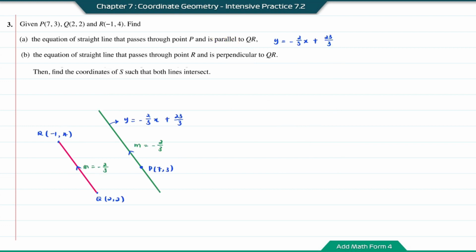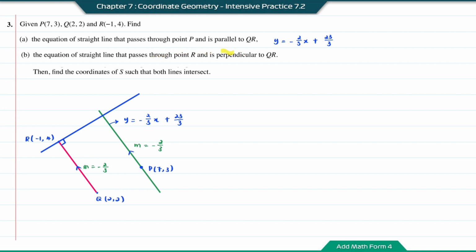Question B. Find the equation of the straight line that passes through point R and is perpendicular to QR. Then find the coordinates of S such that both lines intersect. So here we want to find the equation of the straight line that is in the blue color in the diagram.